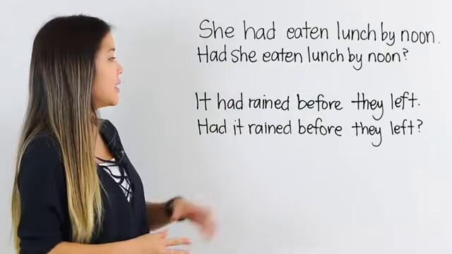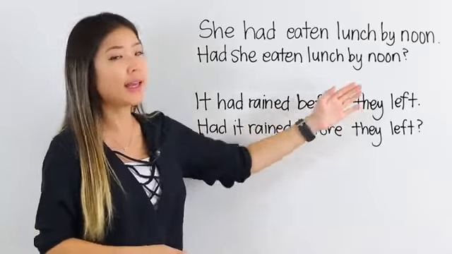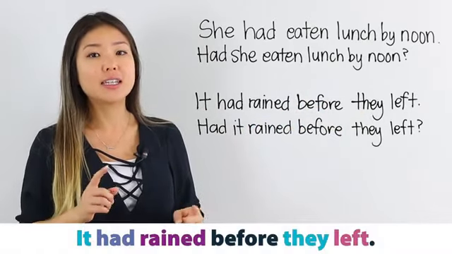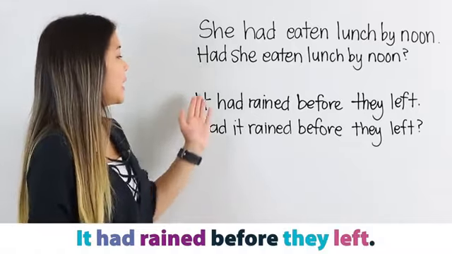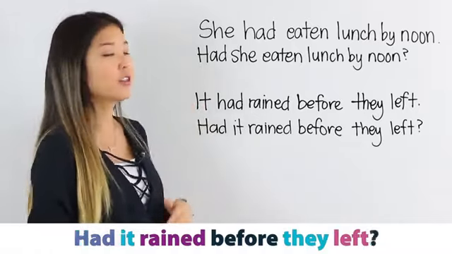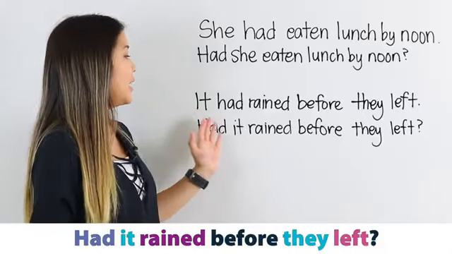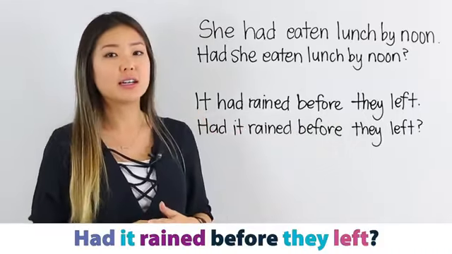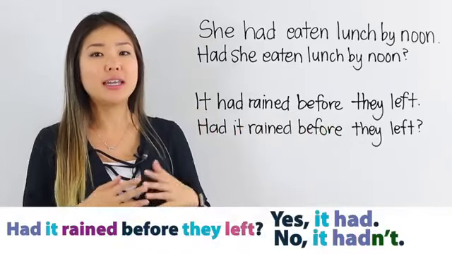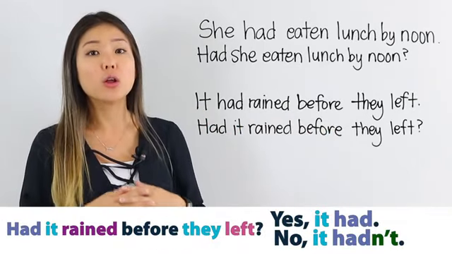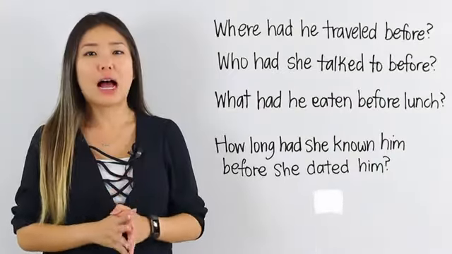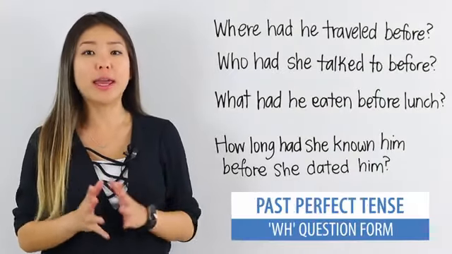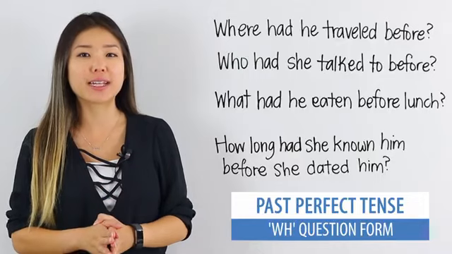The next sentence says, it had rained before they left. Again, simply switch the order of the first two words. Instead of it had, say had it to make a question. Had it rained before they left? To reply, you can say yes, it had, or no, it hadn't. Let's move on. Now, I'll go into how to form WH questions in the past perfect tense.